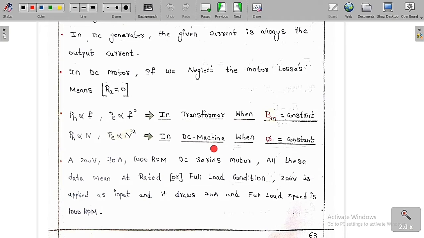In a DC machine, the armature carries an AC current, so definitely iron losses are produced, which are the summation of the hysteresis loss and the eddy current loss. This holds whenever the magnetic flux density is constant, which means the flux is also constant.